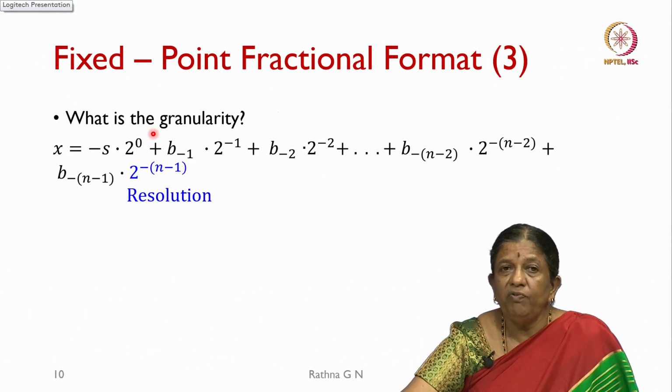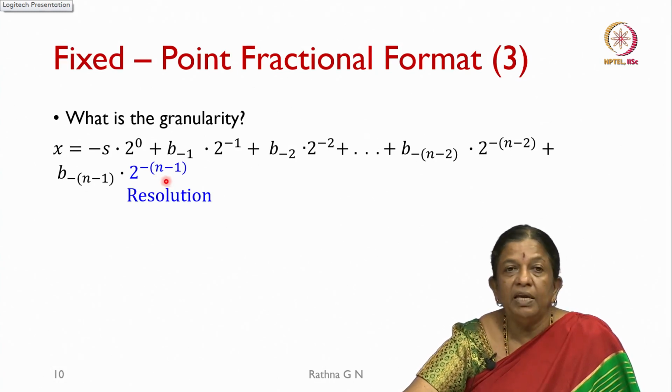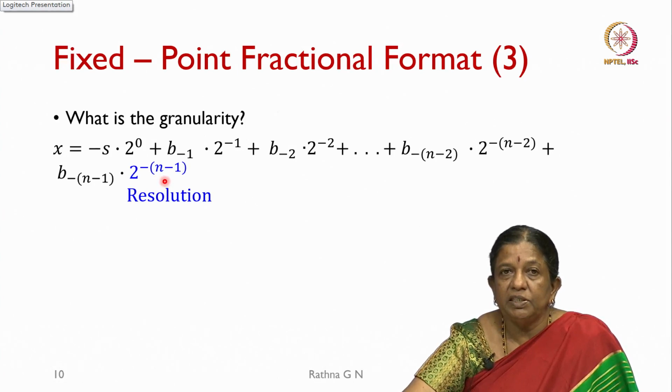So, we will see what the granularity of this will be, and why we have to go for the fixed point fractional format. Which is given this way. So, in this case the resolution is going to be 2 power minus n minus 1, which will be my granularity in this representation.